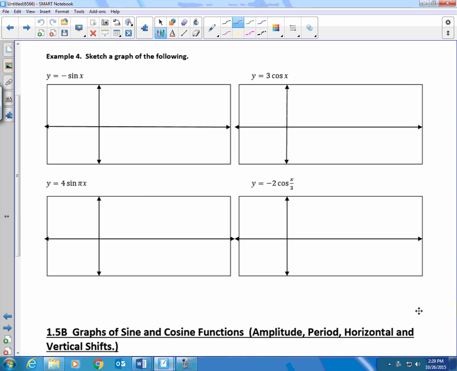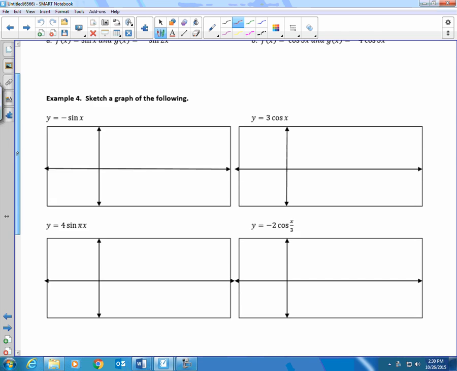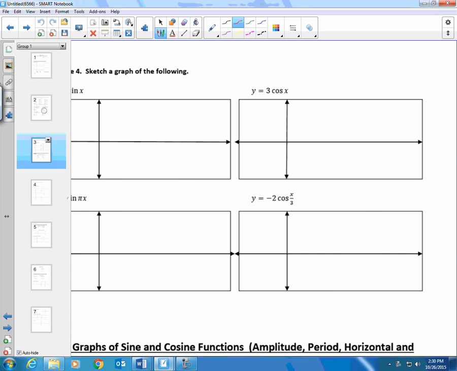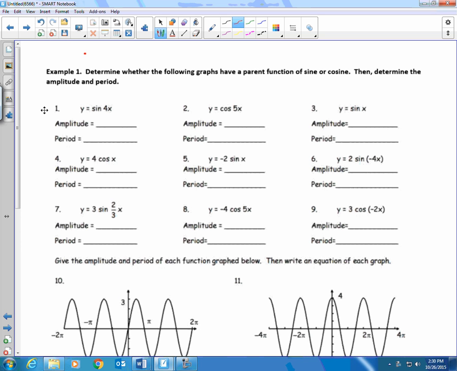Okay, so here we are. What we want to do now is sketch a graph of the following. On Friday, we talked about two pieces: amplitude and period.